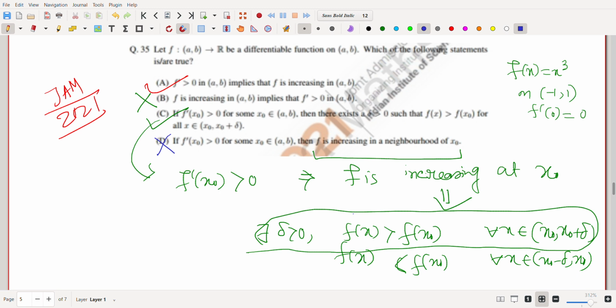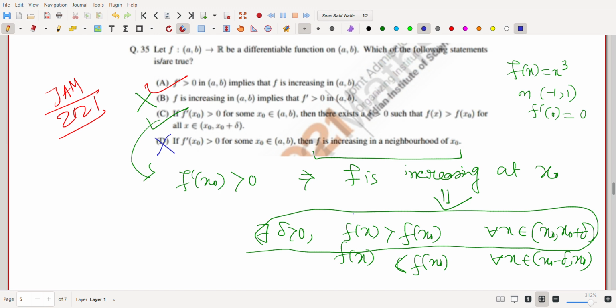So how do you construct the counter example? The counter example is actually the next problem that I am going to solve now. In this problem, whenever I am talking about f is increasing in a neighborhood of x naught, that is an interval. So whenever I say f is increasing in a neighborhood of x naught, that means I am asking that f is increasing in some interval. Then I need to use the definition of a function being increasing on the interval.